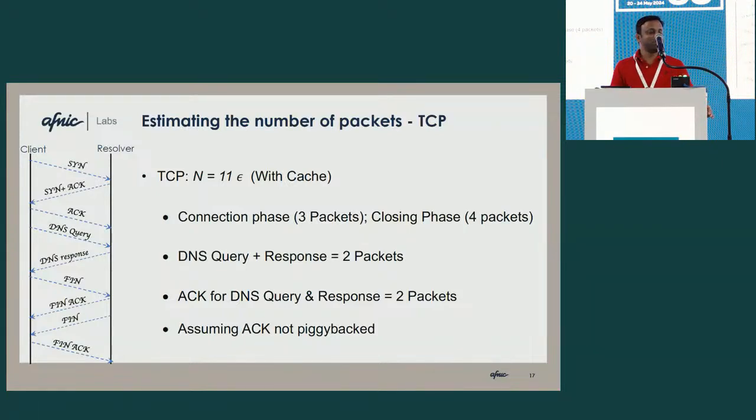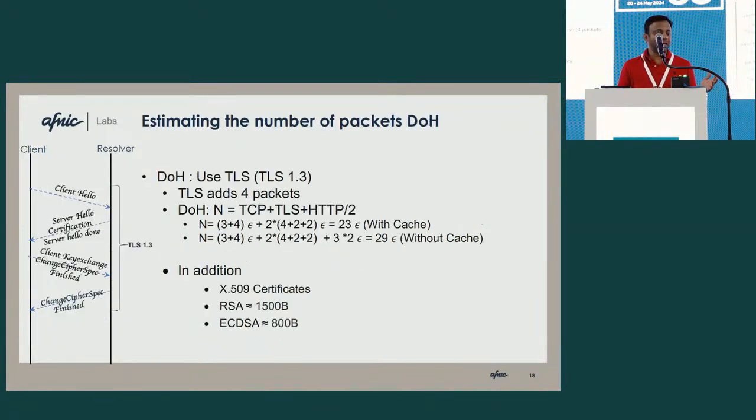So these are the assumptions that we have. And for TCP with cache, we have a connection phase with 3 packets and a closing phase with 7 packets, and we assume that the ACK is not piggybacked. So we have 2 packets for ACK. So the estimation with cache is 11 packets.